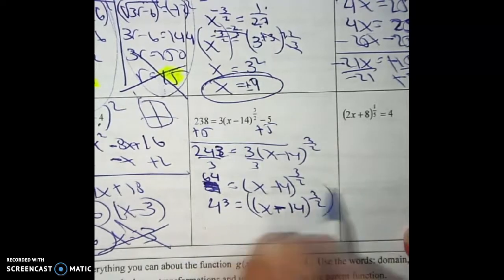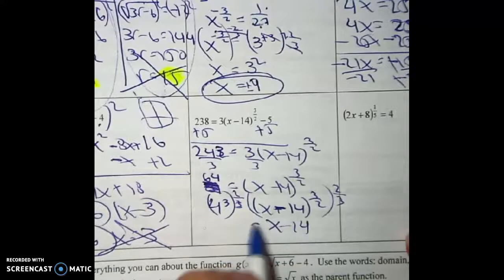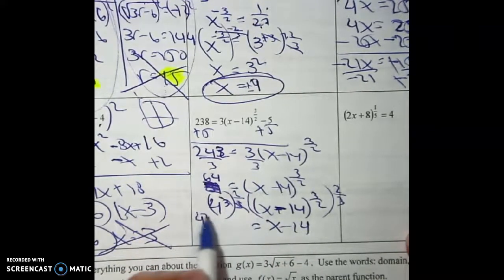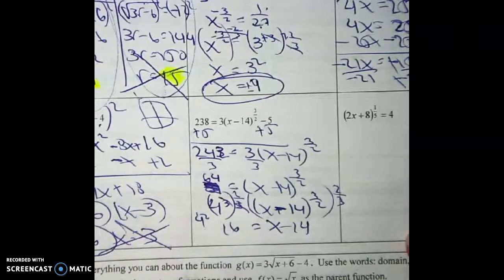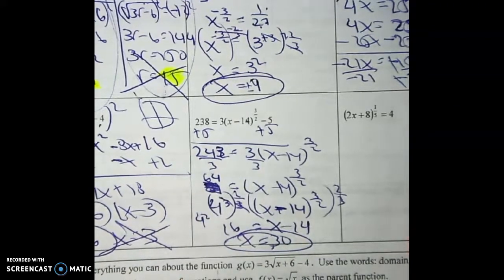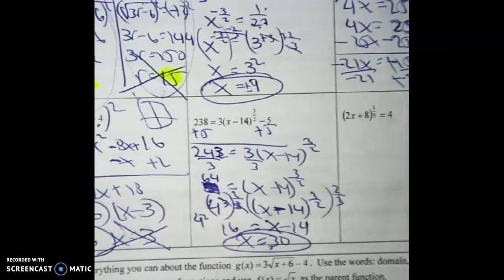Multiply by the reciprocal. I get x minus 14 on this side. 3 here, gone. I get 4 squared. 4 squared is 16. Add 14, x equals 30. Okay? Don't try plugging in this answer, because you remember I had to change something, so it's fake. But I want you to get the idea. It's going to work on your test.